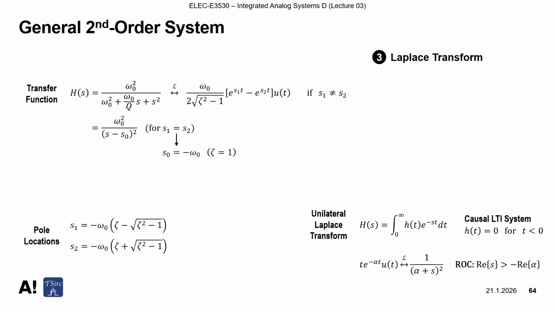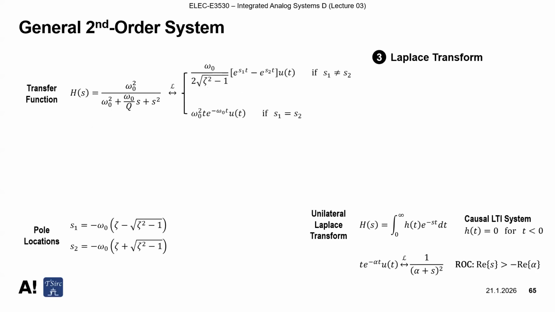And here I brought the inverse Laplace transform of the condition 1 over (alpha plus s) squared. Then it goes to t times e to the power of minus alpha t times u(t). So by plugging in this equation, then we finally got this. Okay, if we have S1 equal to S2, then our inverse Laplace transform looks like omega 0 squared times t times e to the power of minus omega 0 t times u(t), right?